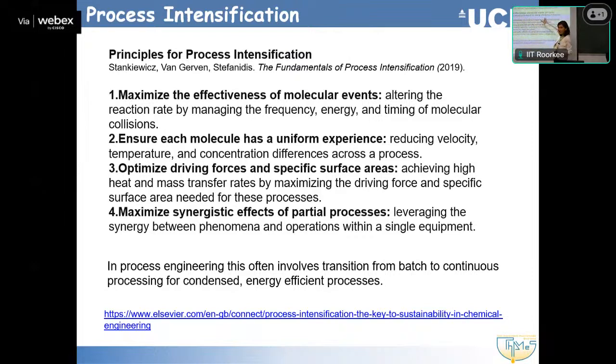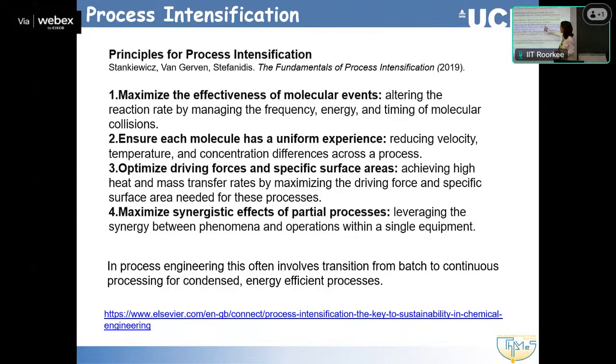We have to maximize the effectiveness of the molecular events. So we can alter the reaction rate by managing the frequency, energy, and timing for molecular collisions. When do we bring things in contact? We can do that in a more controlled way in a small scale. This is something that people have been saying a lot. We give each molecule the uniform experience within our process unit, within our reactor. This can be because we reduce differences. We reduce what we mentioned, the gradients, either of temperature or concentration. So all molecules actually experience the same. In a stirred vessel, we may not have that.